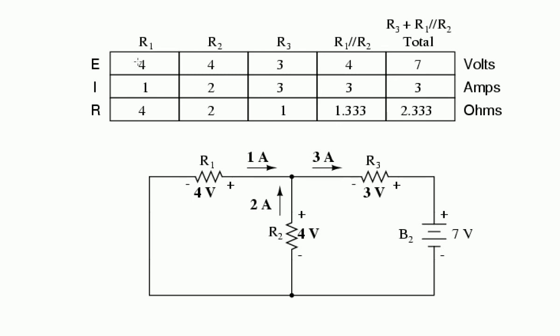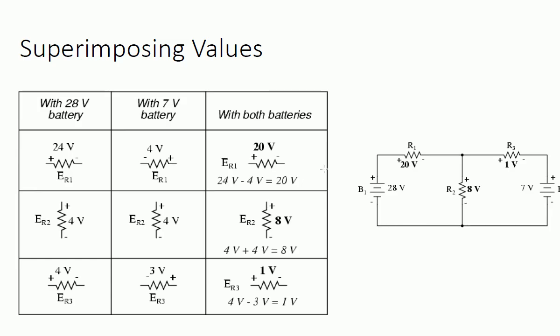So we've got the voltage drop across R1, the current through R1, and then obviously the resistance as well, which we know anyway. So that's our little table. Now that's the important thing here, where we look at the voltage and current of each of those resistors, and then we just superimpose them.